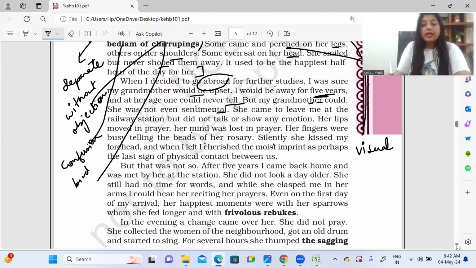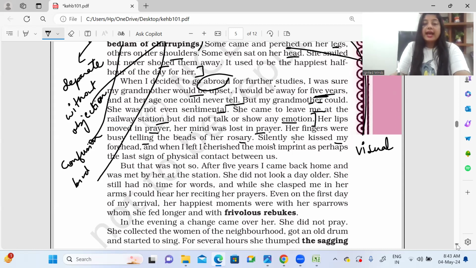She was not even sentimental. She came to leave me at the railway station, but did not talk or show any emotions. Such a lovely person she was. In the heart, she wanted the grandson to be in the house, but she did not speak anything. She was being very emotional, very sentimental, but she did not express it completely. Her lips moved in prayer. Her mind was lost in prayer. I mean, she was continuously in prayer. She was lost somewhere because that was a little shock to her. Now it is going to be a span of 5 years that she is not going to see her grandson, and she had a very special connection with him. So she felt some kind of sadness inside her, but she did not express it. She was just lost in her prayer. Her fingers were busy telling the beads of a rosary.